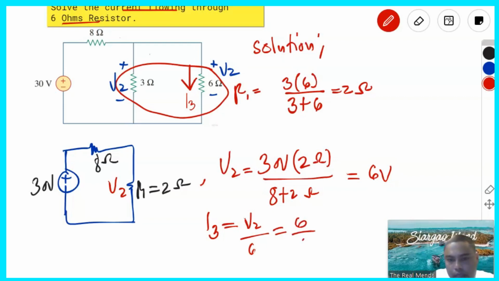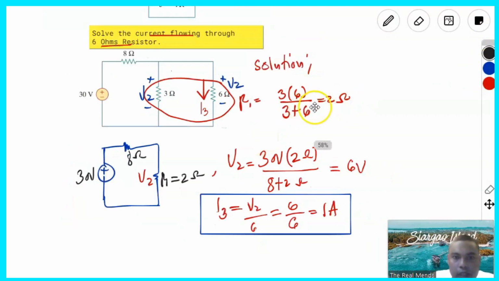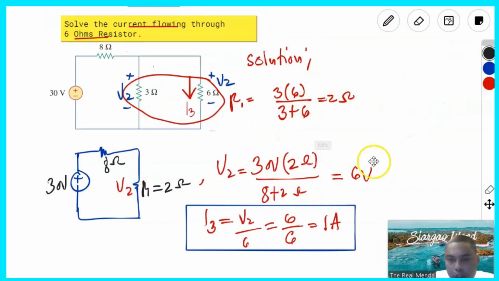Okay, so 6 divided by 6, that is just 1 ampere. So therefore, the current flowing through the 6 ohms resistor is only 1 ampere. So that's how you're going to solve by using the Ohm's law.